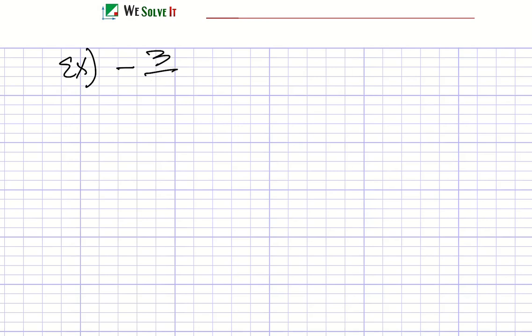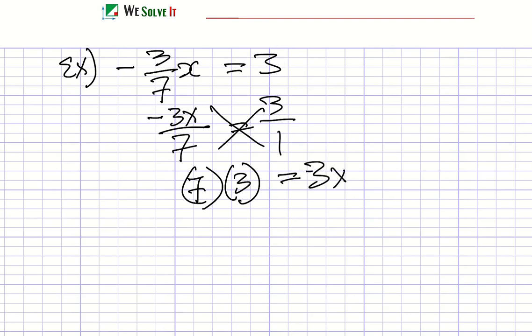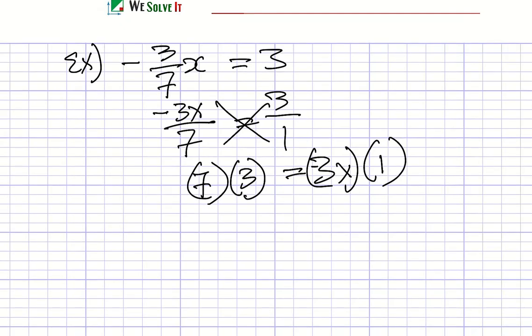Minus 3 over 7x is equal to 3. Now, to solve this, you have to write it the way you can see the problem clearly. You write minus 3x over 7 is equal to 3 over 1. You cross multiply. If you cross multiply, you have 7 times 3 is equal to minus 3x times 1, right?